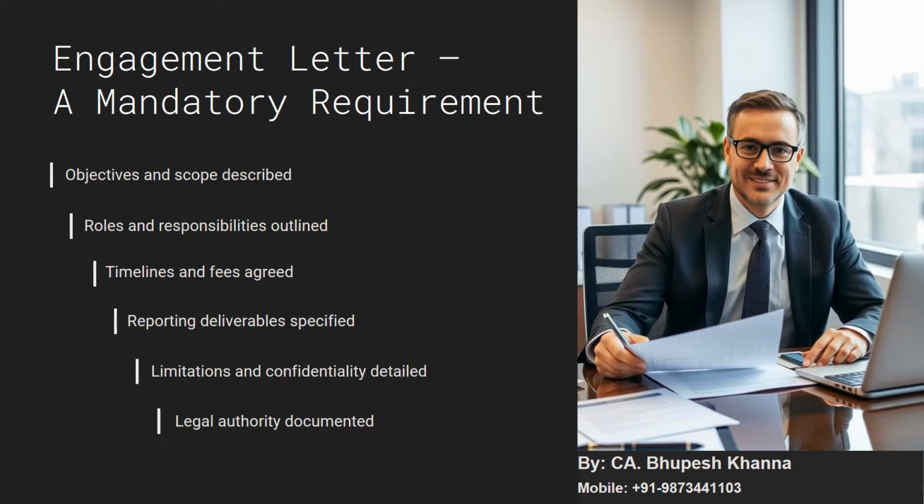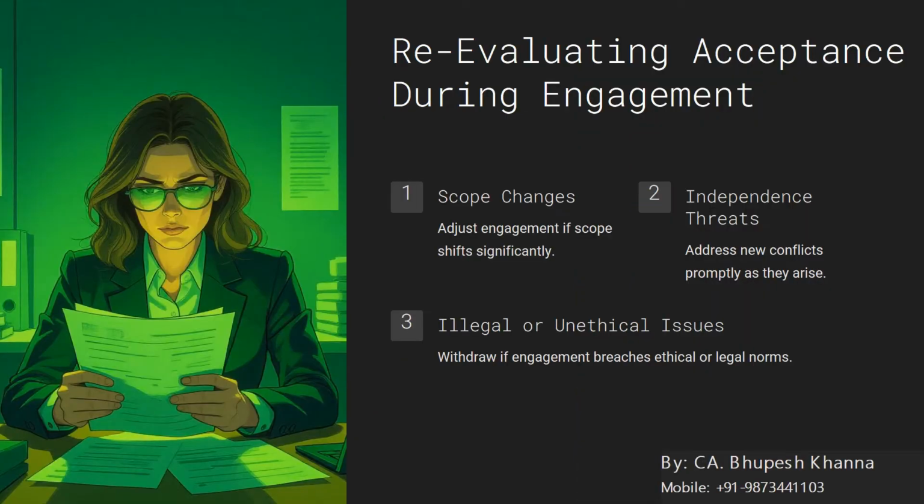Now we are moving to re-evaluating acceptance. During the engagement, FAIS 220 requires continuous evaluation of engagement conditions. If, during the course of the assignment, the scope changes drastically, new information causes a threat to independence, or the engagement becomes illegal or unethical, then the forensic professional should either redefine the engagement or consider withdrawal.